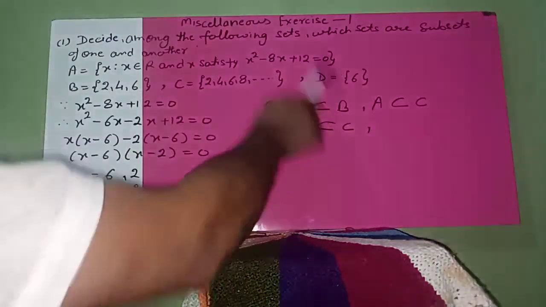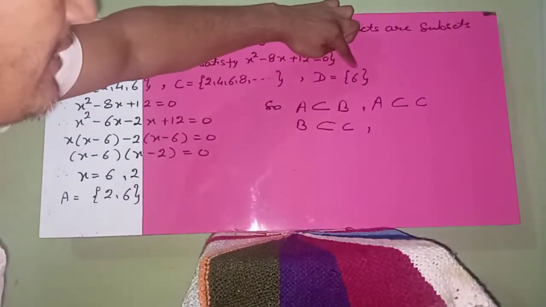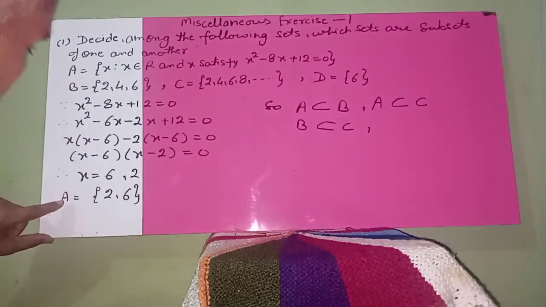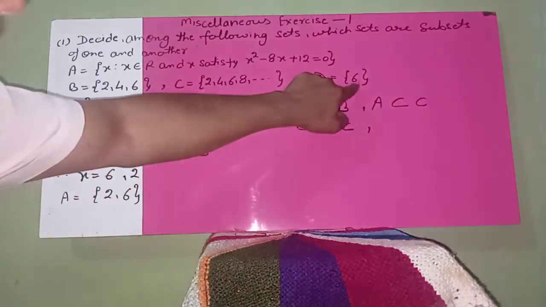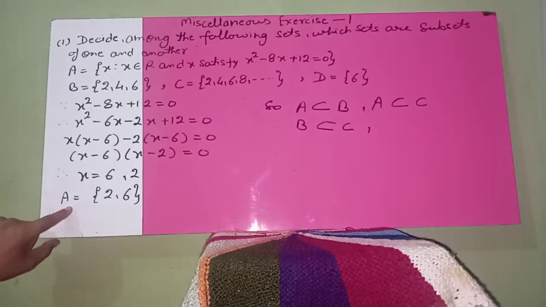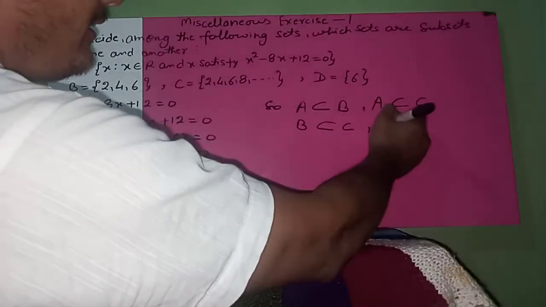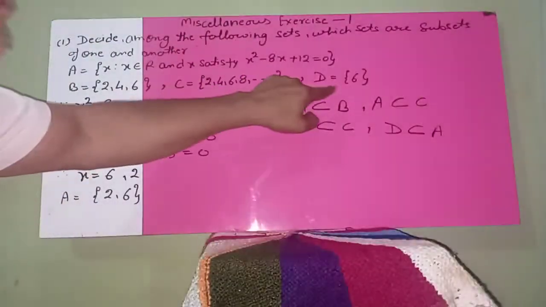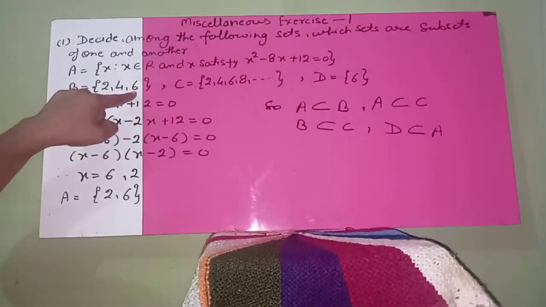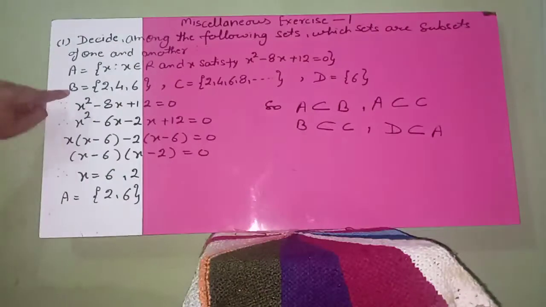Okay, now in set D we have element 6. So in set A we have one element that is 6. So all the elements of set D are in set A. So set D is a subset of set A. Now here is 6 and here is also 6. So all the elements of set D are in set B.